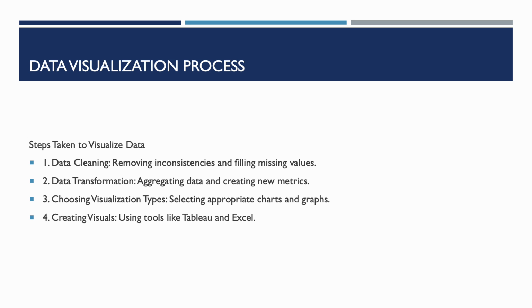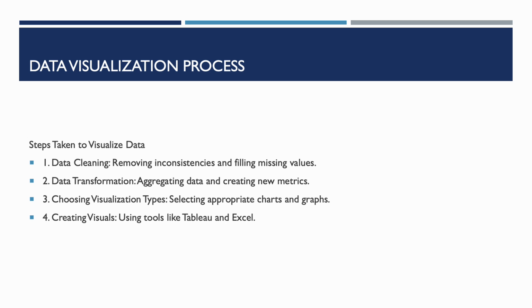Second is data transformation. After cleaning, the next step is data transformation. This involves aggregating data, creating new metrics, and restructuring the data in ways that make it more suitable for analysis. For instance, the company might aggregate monthly sales data into quarterly figures or create new metrics such as sales growth rates. This step is vital for turning raw data into something that can be easily visualized and interpreted.